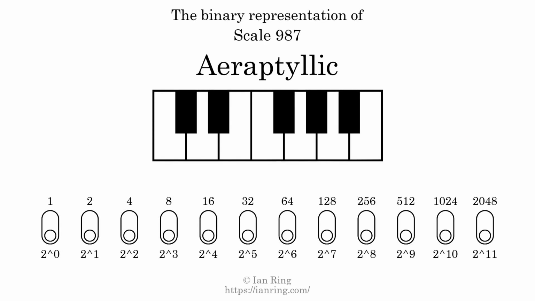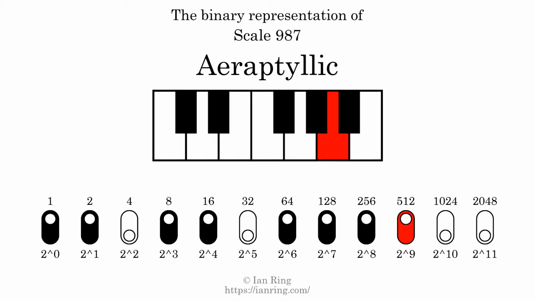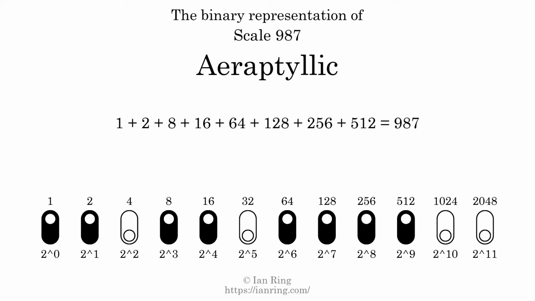The binary representation of this scale is determined by mapping tones of the scale to binary digits. Each binary digit represents a power of 2. To get the scale number, we add the powers of 2 together. The powers of 2 that are present in the scale, all added together, equals 987. That is why the scale number, in decimal, is 987.